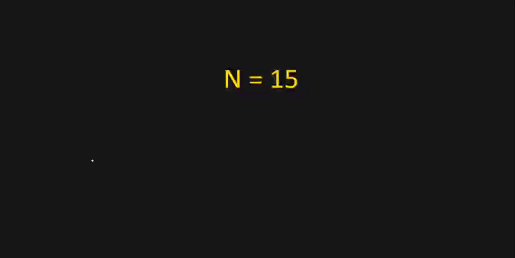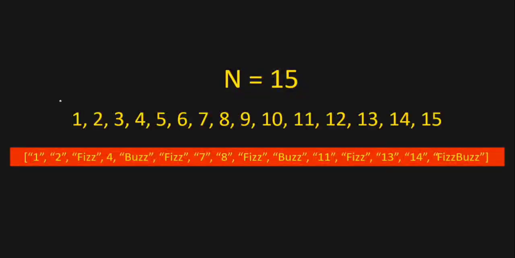If we are given n equals 15, then we have numbers from 1 to 15. 1 is not a multiple of 3 or 5, so we print 1, then 2, and 3 is a multiple of 3, so we print Fizz. 4 is not a multiple of 3 or 5, so we print 4. Then 5 is a multiple of 5, so we print Buzz. Then 6 is a multiple of 3, so we print Fizz. 7 and 8 are not multiples of 3 or 5, so we print 7 and 8. Then 9 is a multiple of 3, so we print Fizz. Then 10 is a multiple of 5, so we print Buzz.